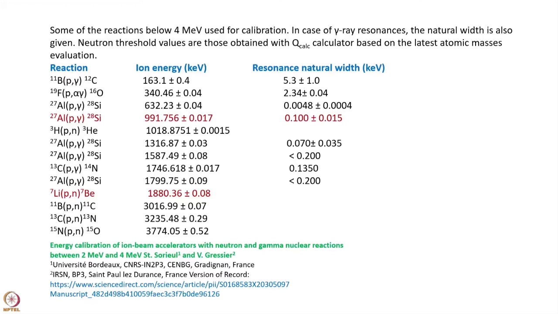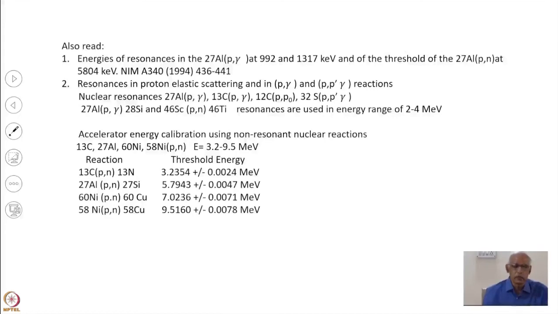determined using these resonances. And not only these resonances, even non-resonant experiments can be used for doing this. But resonances are better and they give much better values of energy. So this is the reference where this data is given, and they have done very nice experiments to measure the energies of both the (p,gamma) and (p,n) reactions, and I have also listed here 2-3 more references where you can find the resonances and the (p,n) neutron threshold experiments on various targets at slightly higher energies up to about 10 MeV.